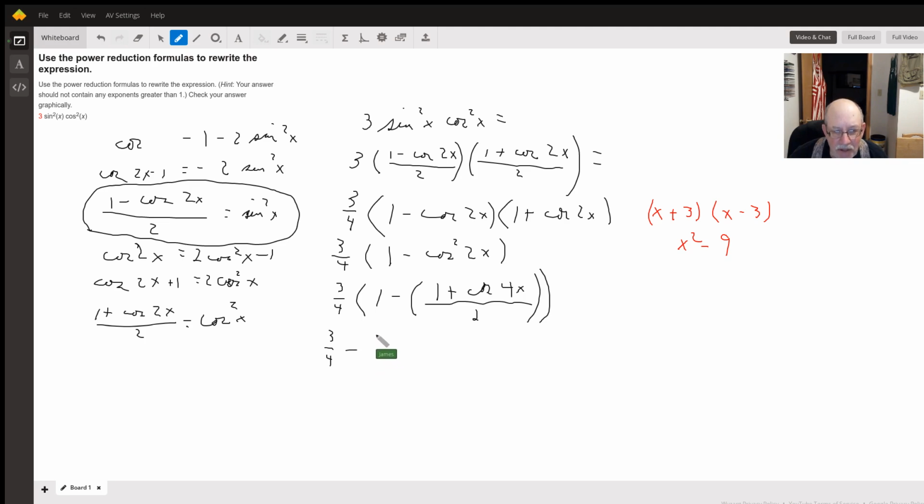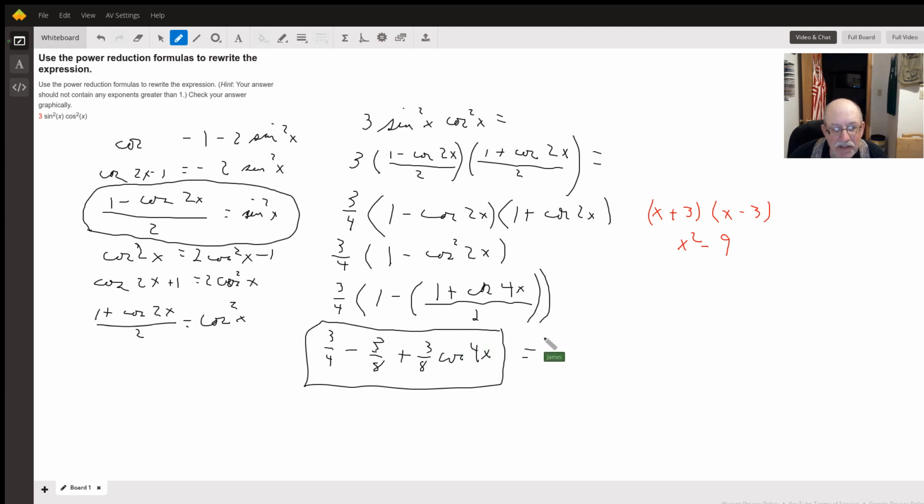So now we got 3/4 minus 3/8 times, oops, I don't need parentheses here, cosine of 4x. That's what you get when you distribute the 3/4. Or is it? No, I got an extra 1 in there, don't I? Close. So I get 1 is 3/4 minus 3/8 plus 3/8 cosine of 4x. Well, I guess I can subtract 3/4 minus 3/8.